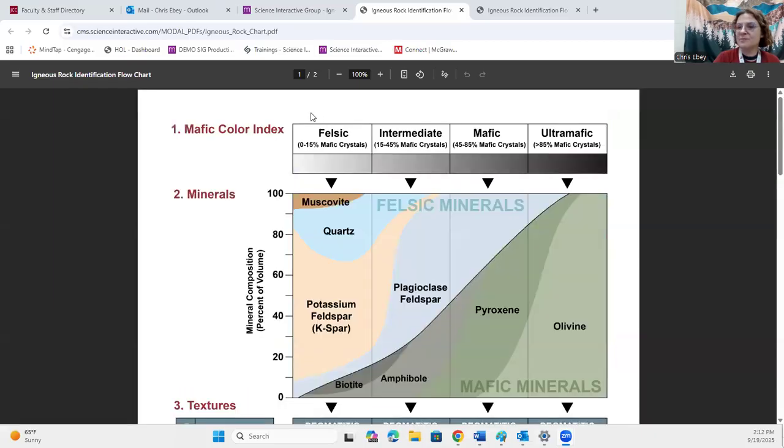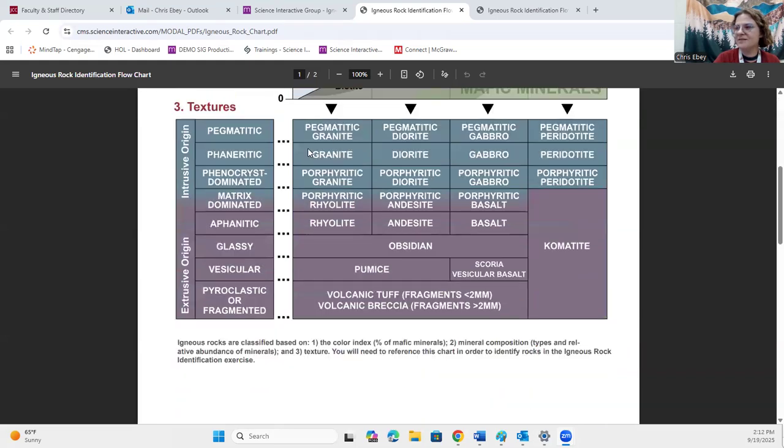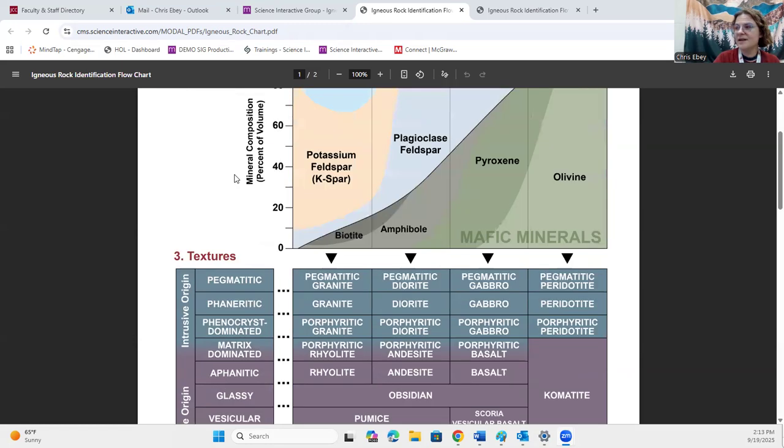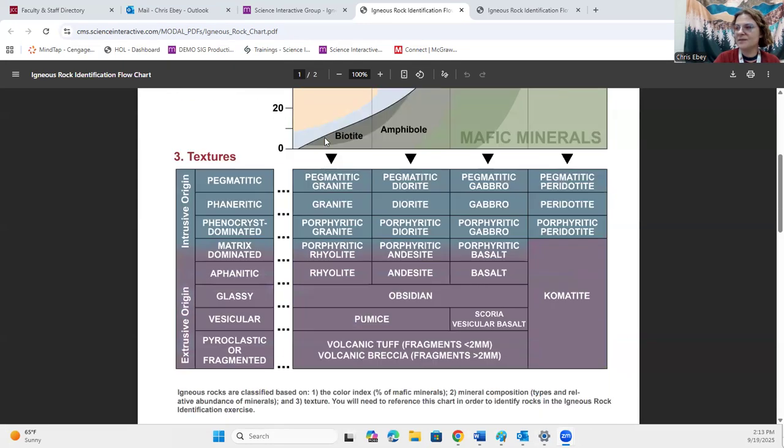So let's go back over here. Number one we said was mostly pink and therefore it's felsic. We then go down, down, down to the textures. We said it had big crystals. The word for big crystals is phaneritic. And where this column matches up with this row, it says granite. So number one is granite.